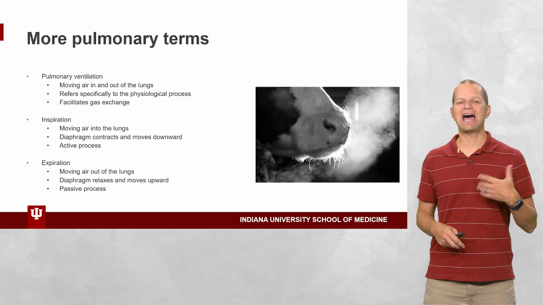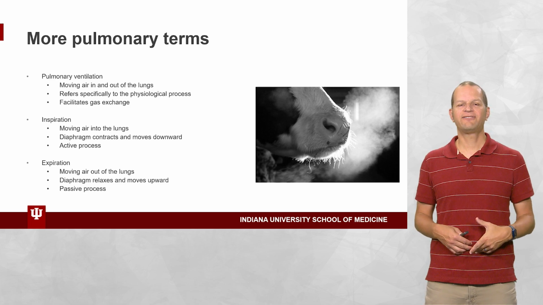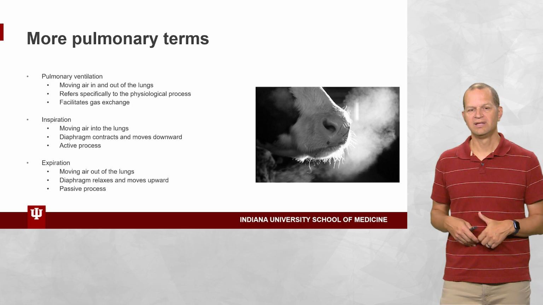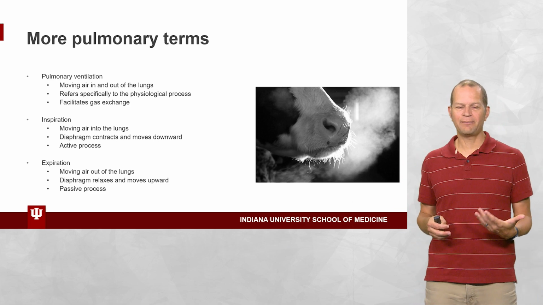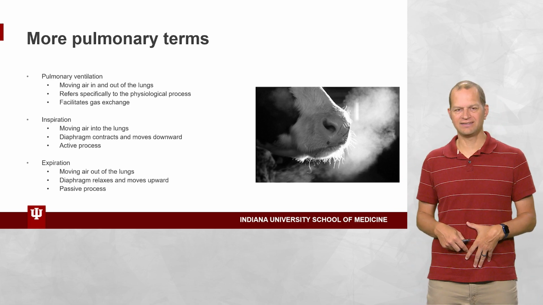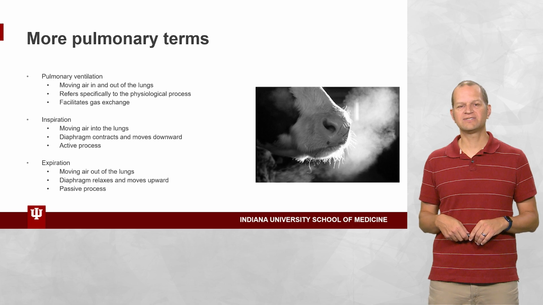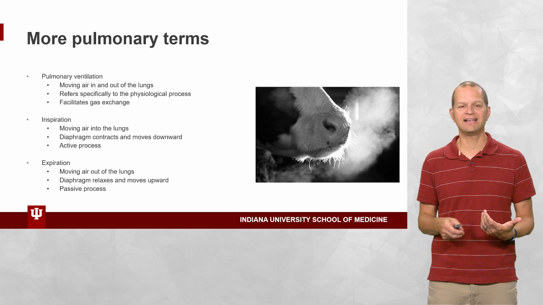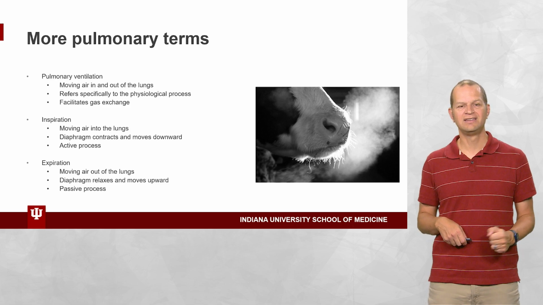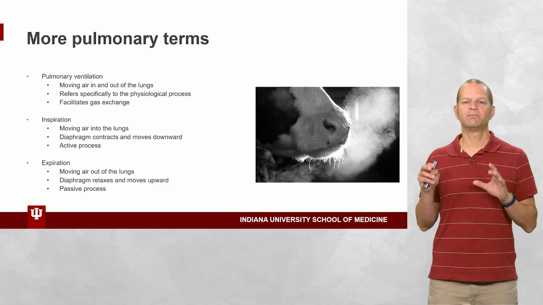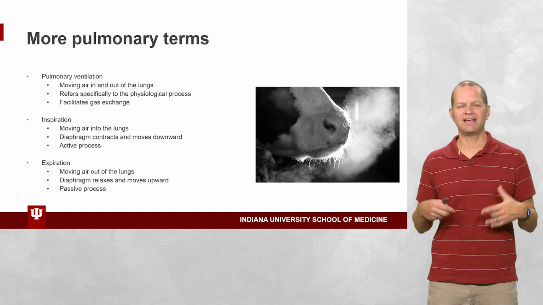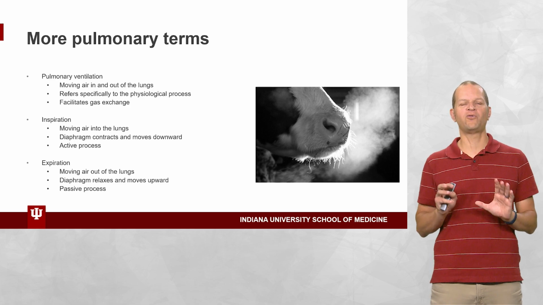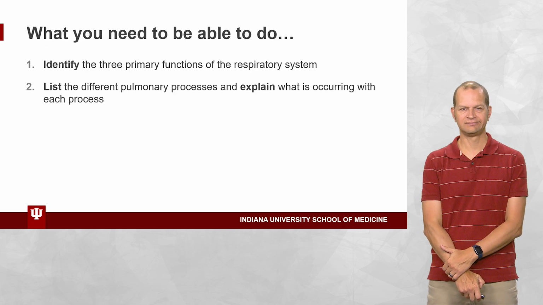Then we've got expiration. This is getting air out of your lungs. Okay, the diaphragm relaxes and moves upward. Okay, it can be a passive process. It can also be an active process. As you're sitting here watching this video, you're not having any muscle contraction occur to cause expiration, so it would be passive. But for example, if you're blowing out candles, that's an active process because you're using muscles to help force air out of your lungs.